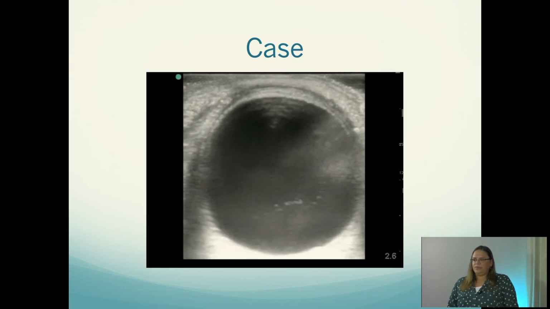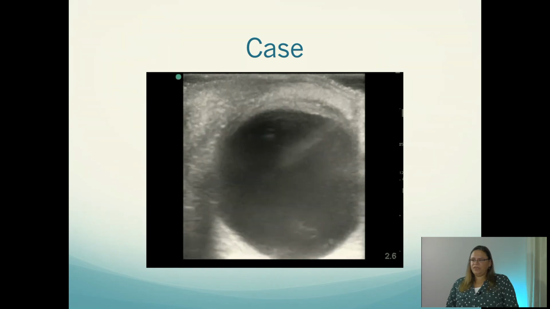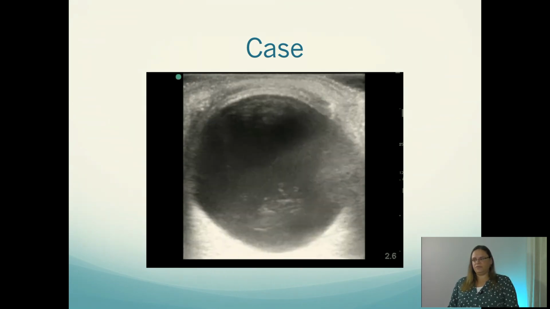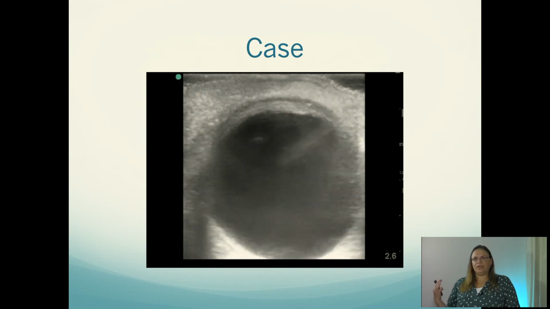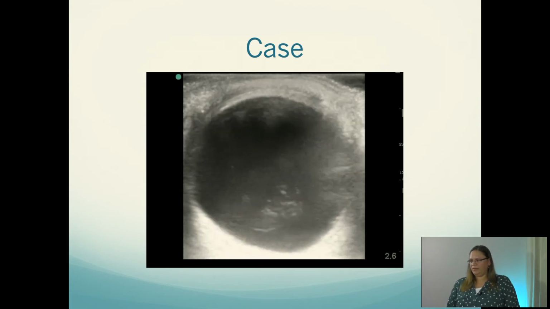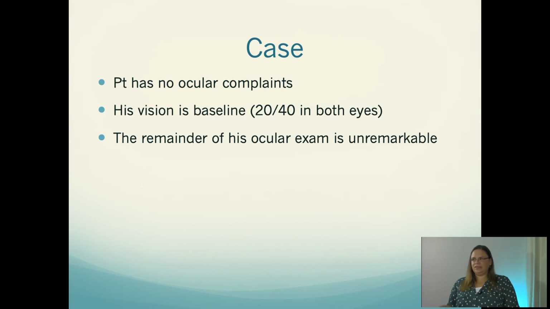And this is what we see on the ultrasound. So this looks similar to something we've seen before, right? So we see this hyperechoic material in the vitreous chamber that moves with the movement of the eye. But what's different in this patient is he has no ocular complaints, completely asymptomatic. His vision is baseline in both eyes, 20/40, and the remainder of his ocular exam is unremarkable.